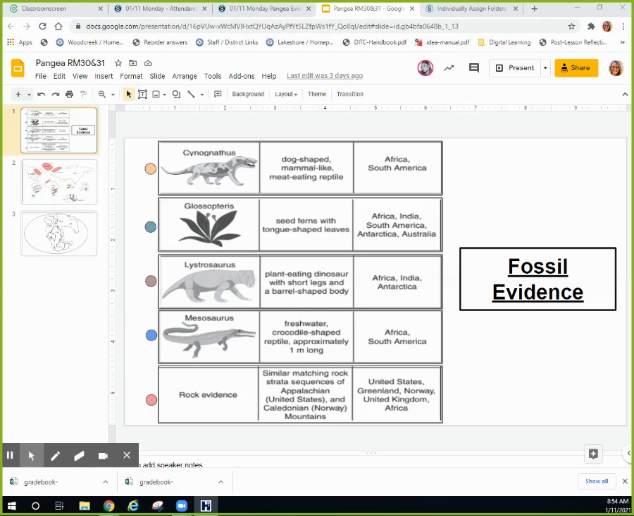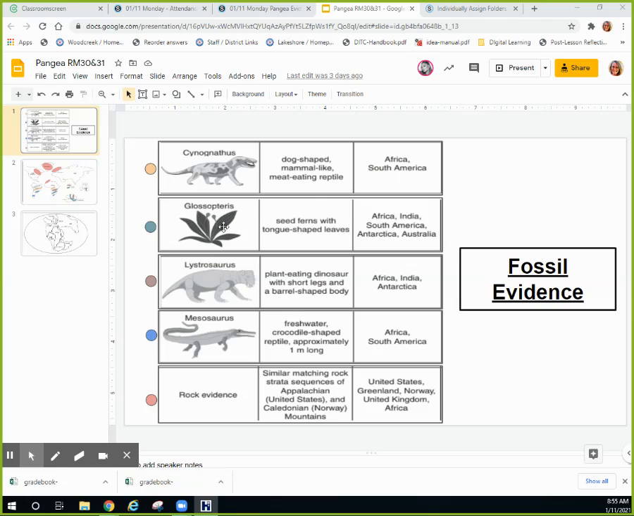Okay, so for example, we have this Cynognathus. I don't know how to pronounce it, but I'm going to try. And it's a dog-shaped, mammal-like, meat-eating reptile. Okay, and I think that's a pretty accurate description. Well, they found fossils of this species in Africa and South America.